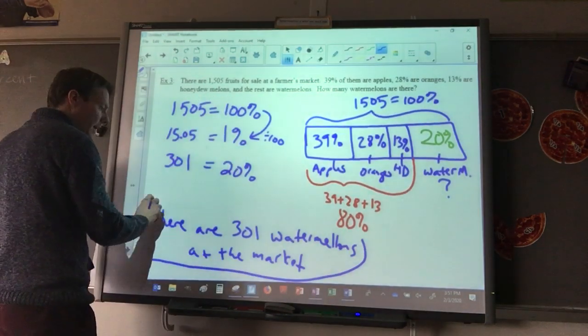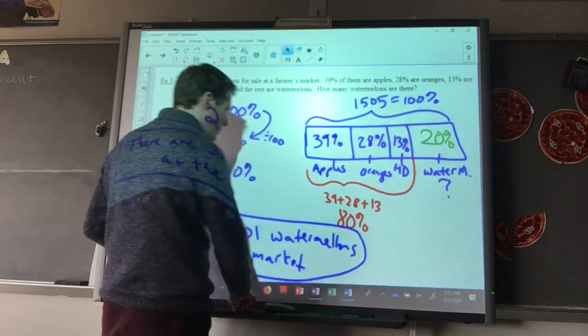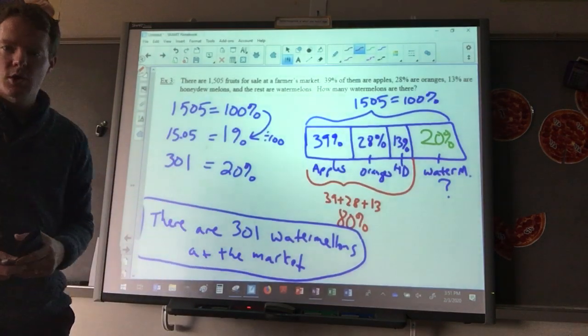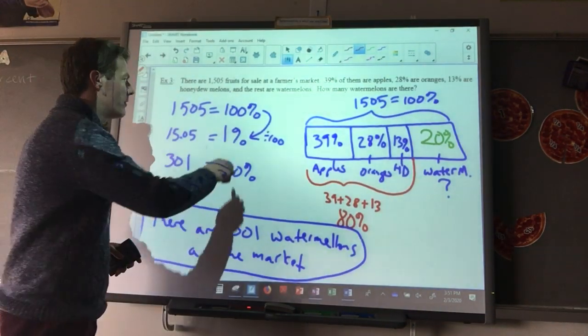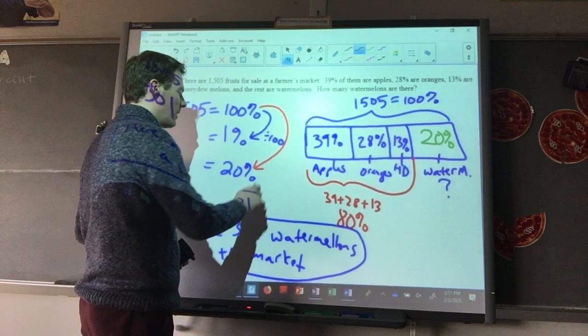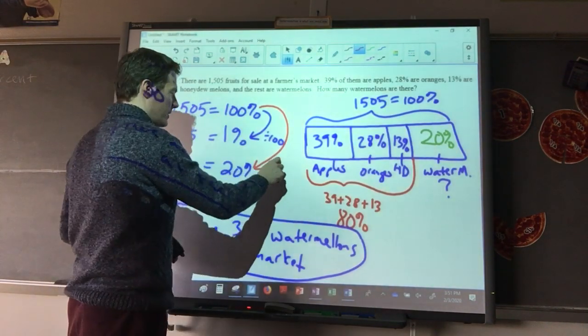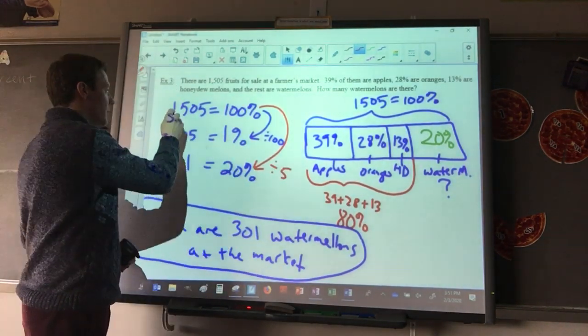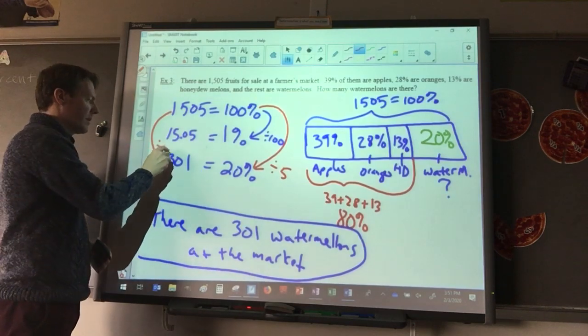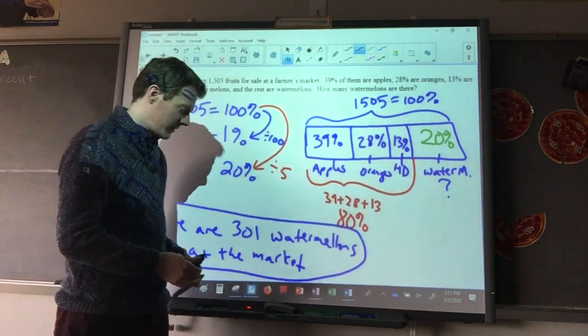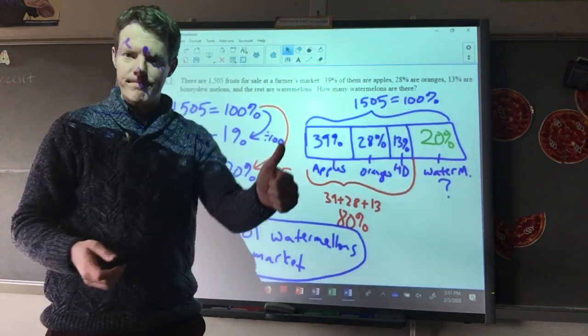Now in this example, I went down to 1, but I could have just as easily gone from 100 right to 20 by dividing by 5, because 100 divided by 5 is 20, so this divided by 5 will get me 301, which was my final answer. Okay? Fruit.